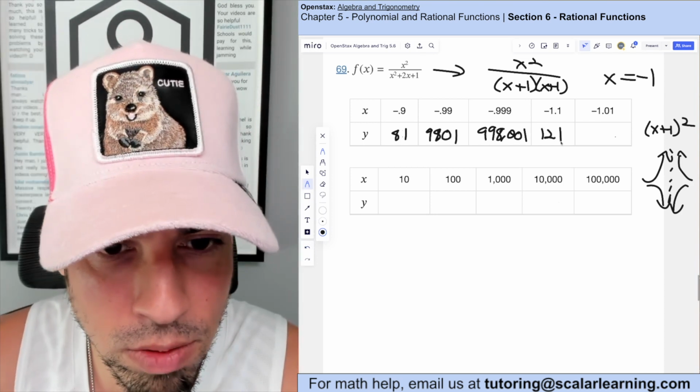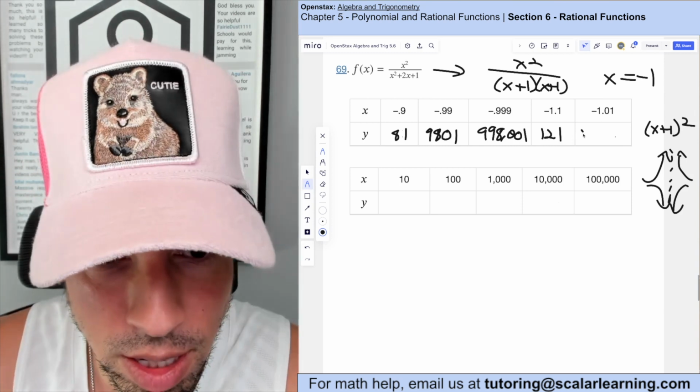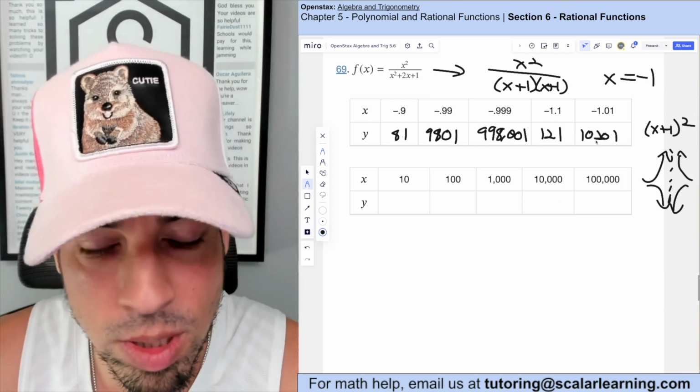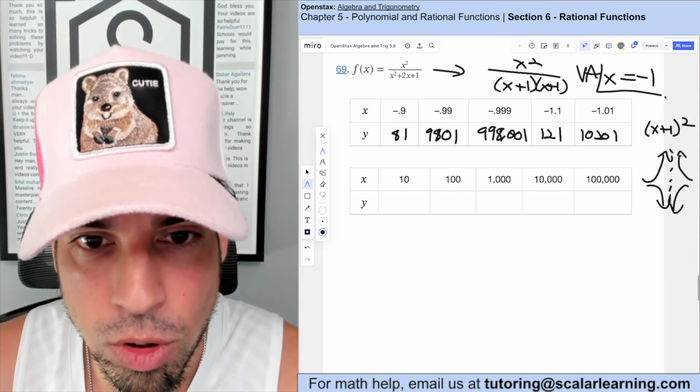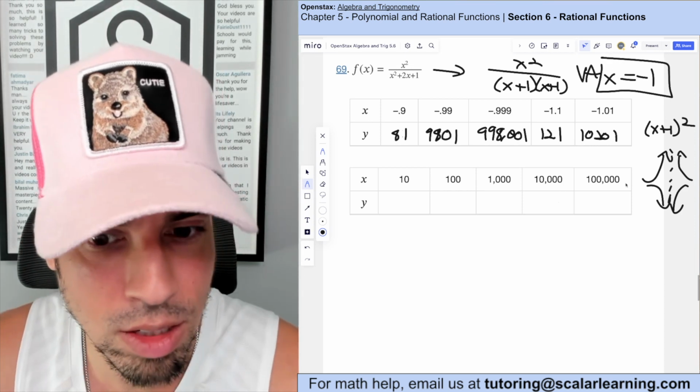So let's check it out. -1.1, we're going positive 121. Here we're going 10,201. Sure seems like it's going up. So that's a nice verification that we've got our vertical asymptote identified correctly at x equals -1.